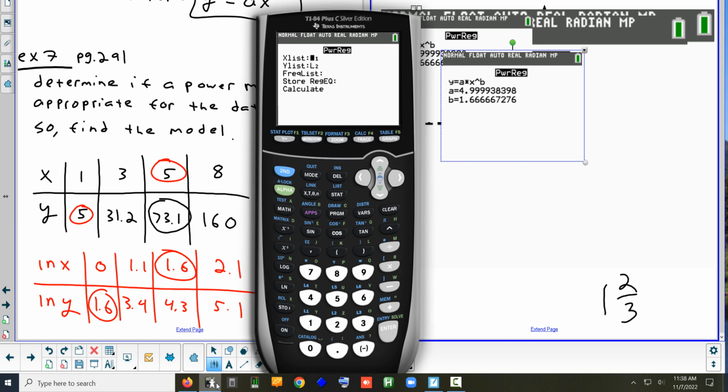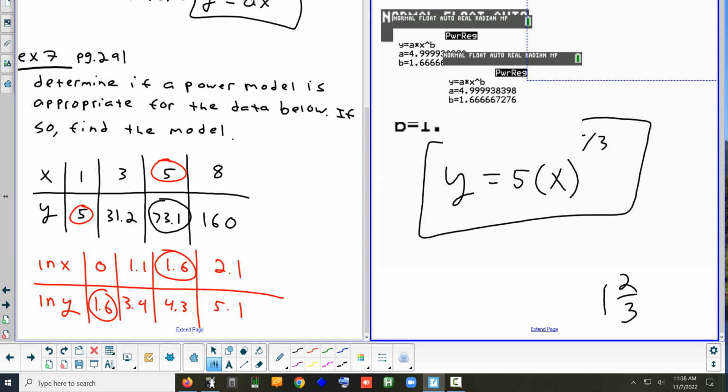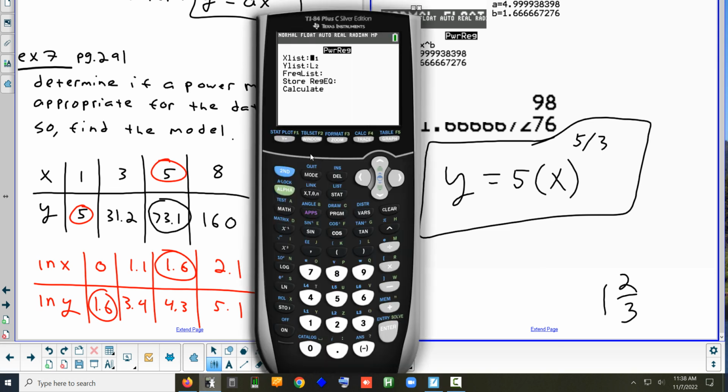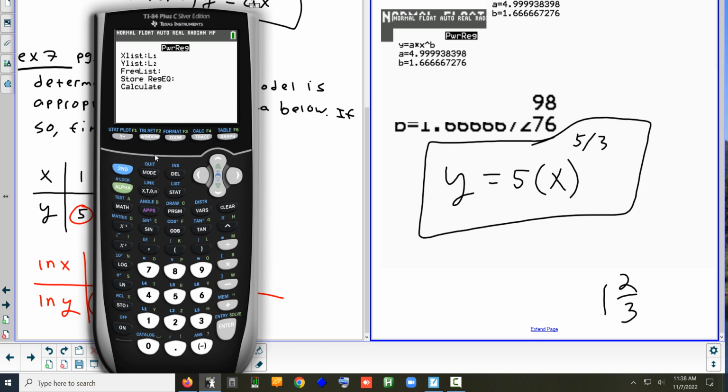The fourth thing down, it says store. See, it says store, and then it says REGEQ. It actually put this answer in the calculator somewhere. It saved it. So if I wanted to check how good of a fit it is, I don't actually have to go and type in y equals 5x to the 5/3. I could have just recalled it from where it's already saved. And let me show you how you can do that. It's storing it in a variable called regression equation.